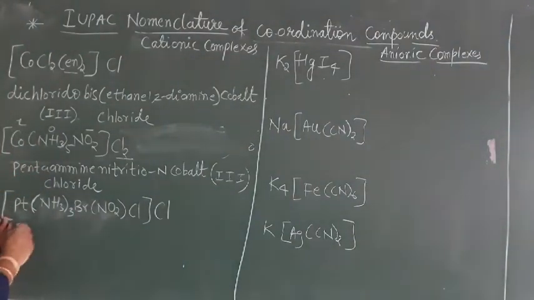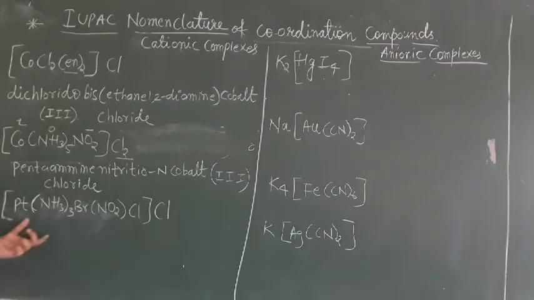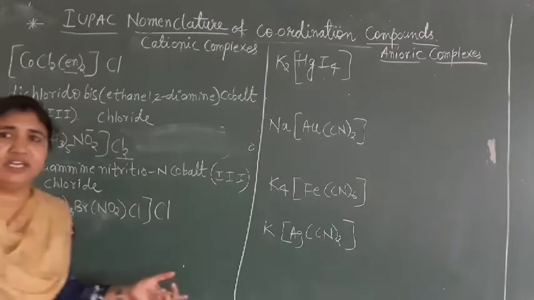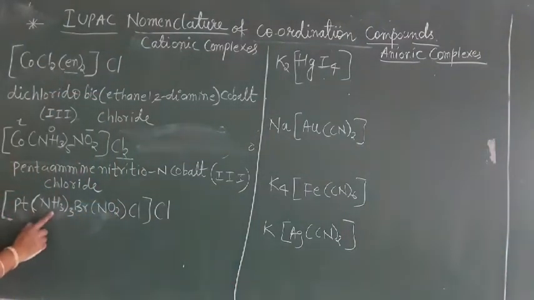this next one. See here, we have amine, then bromido, nitrito, and chlorido. We have to write according to alphabetical order. So in alphabetical order what will we write? First comes amine. Second is bromido. Then chlorido, and last will come nitrito. So write in alphabetical order. How many amines are there? 3 are there. So what will we write here?